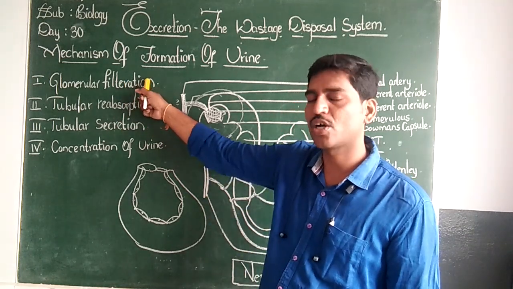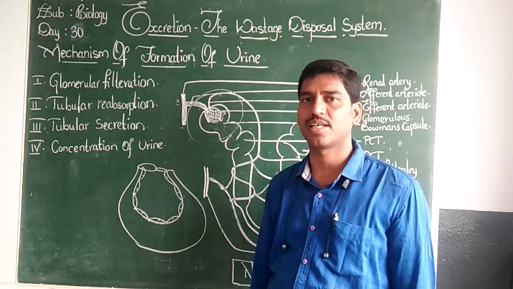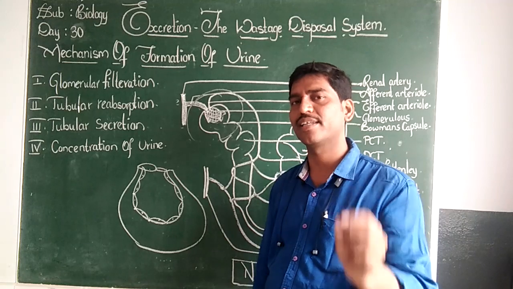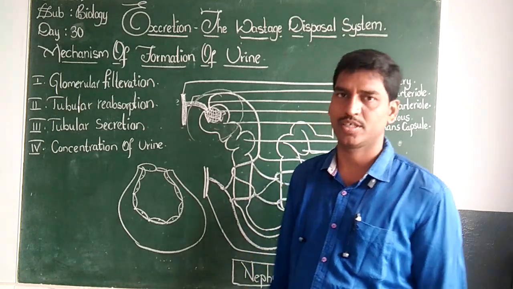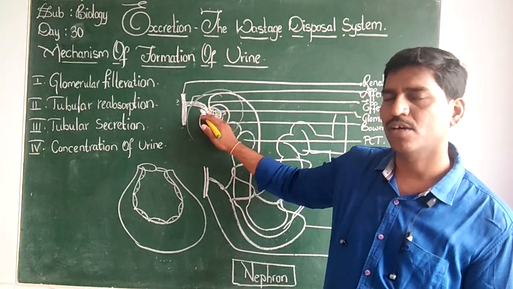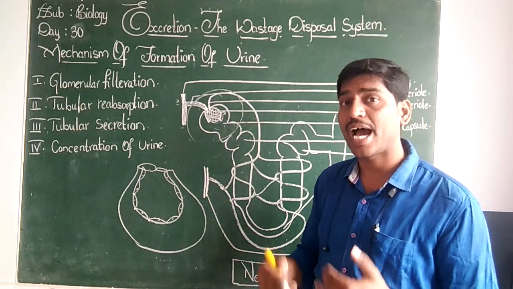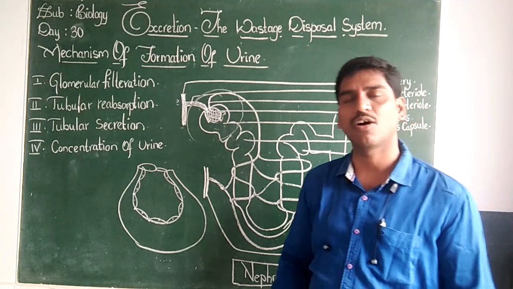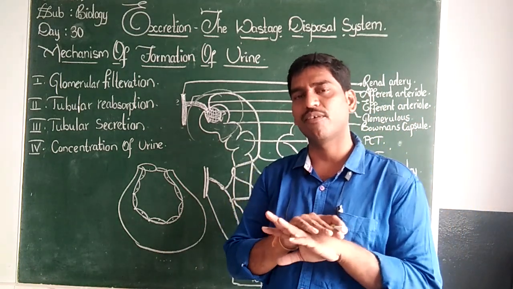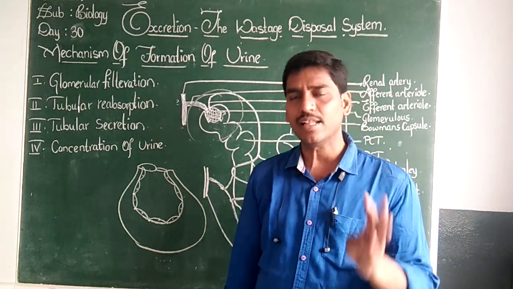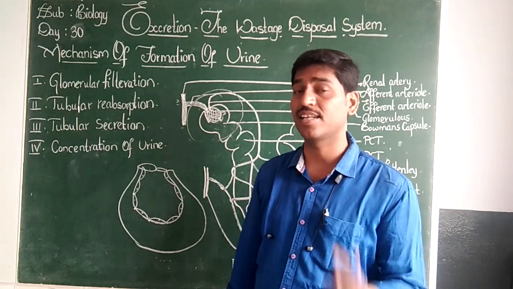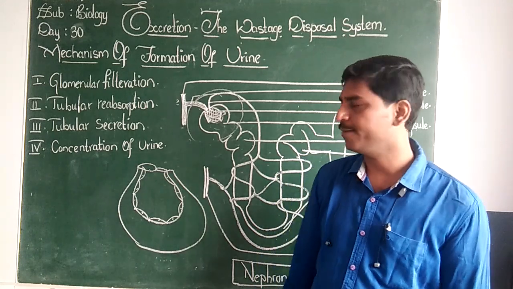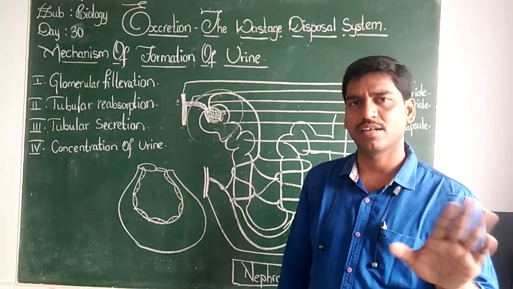Glomerular filtration is also called ultrafiltration. That means ultra level: very minute particles are also filtered out. All the materials present in the blood are passed out, except RBC cells. Everything else is filtered out, whether water, organic salts, or inorganic salts, other than RBC cells. I am very clear, right?